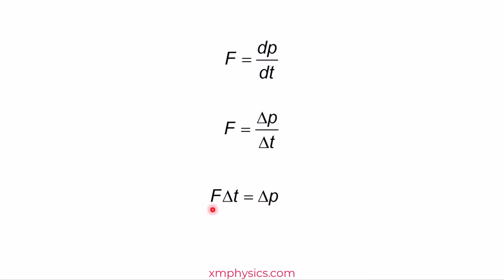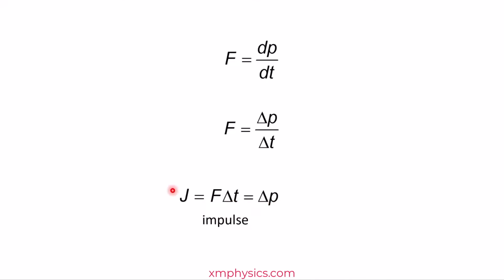Now F delta t looks like quite an important thing, right? So we are going to give it a name. We are going to call it the impulse. The symbol used is usually J. So the impulse, which is F times delta t, is equal to delta p.